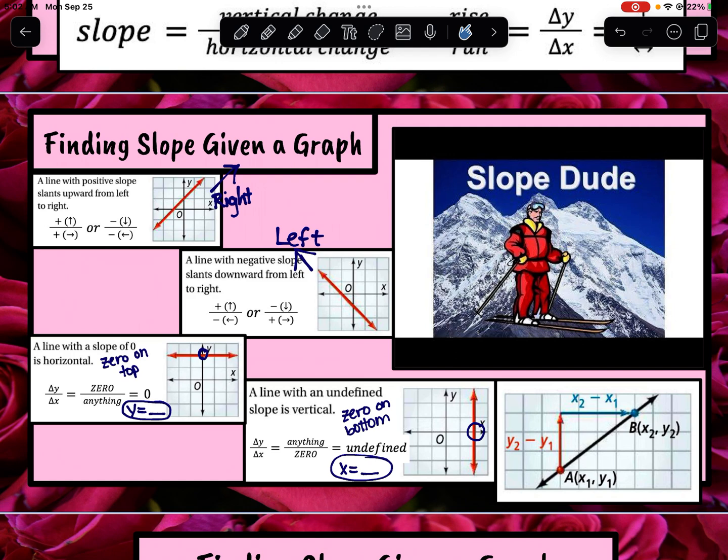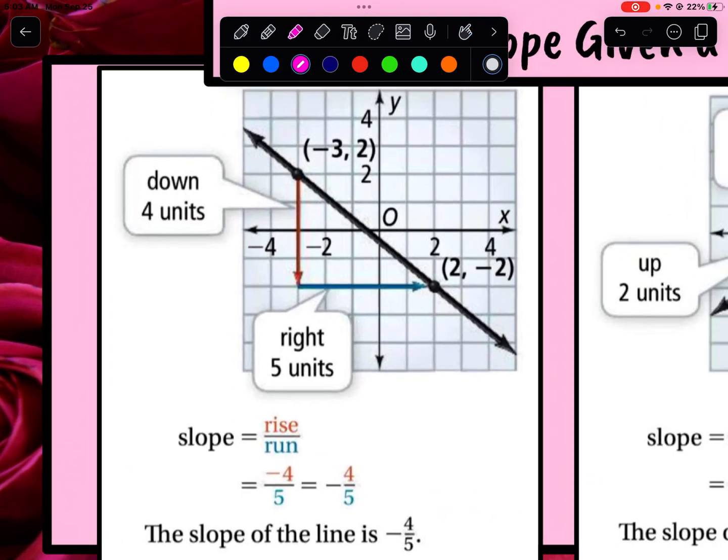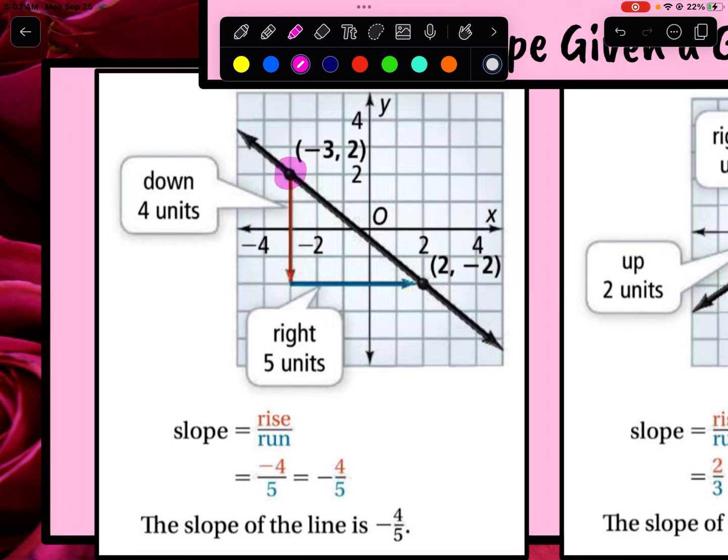So finding a slope when you're given a graph, you're going to first count up or down, and then you're going to count left to right. If you look at this one, we want to start with the point that's on the left. Then we counted down 1, 2, 3, 4. So that's -4. And then over 1, 2, 3, 4, 5 in the positive direction, and that gives you your +5. So here we have a rise of -4 and a run of 5.